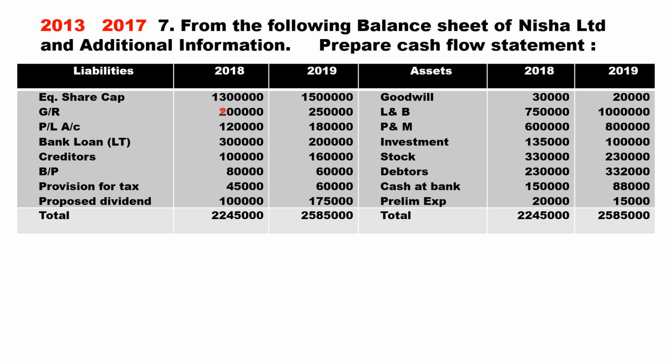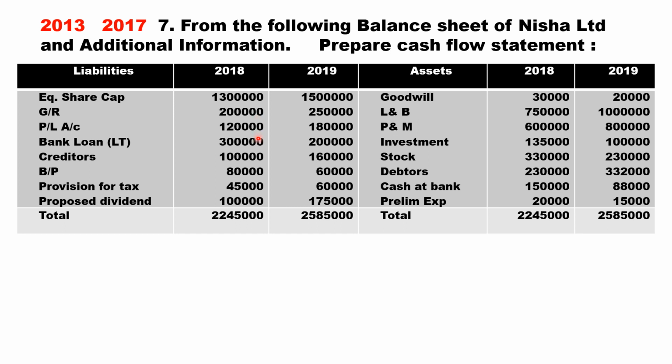Equity share capital, it's 13 lakh and 15 lakh, which indicates that there is an increase in share capital to the extent of 2 lakhs. So 2 lakh is a total increase in the share capital. However, there is an adjustment relating to it, we will look into later. GR, last year it's 2 lakh, current year it's 2,50,000, which indicates 50,000 is GR transfer, operating activity add.